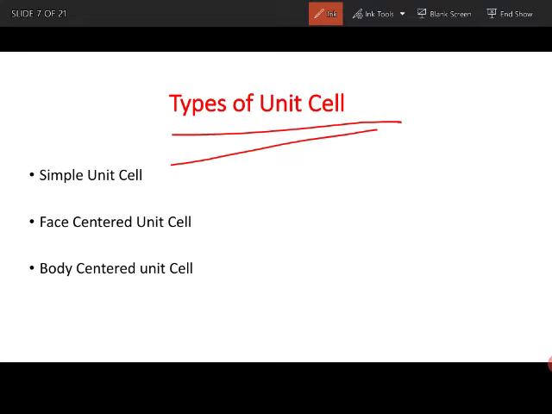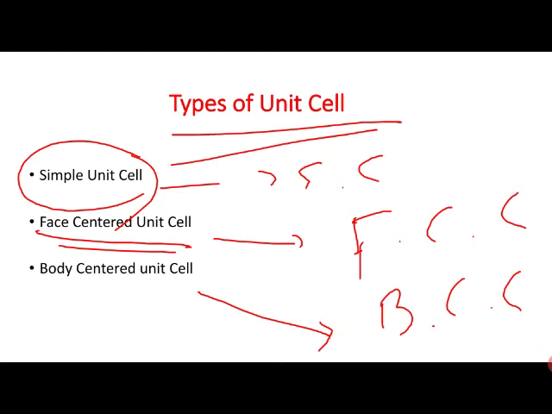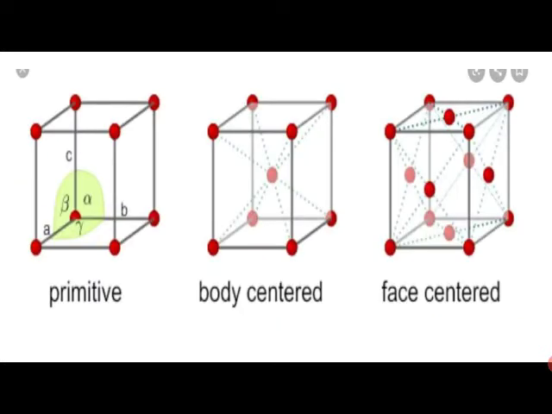For class 12 we need to understand these 3 different types. That is the simple unit cell, sometimes we call it a simple cell also. Number 2 is the face centered unit cell, we call it FCC. And the next one is the body centered, we call it BCC. Got it? Now I have shown you one figure here, it is very clear and obvious.